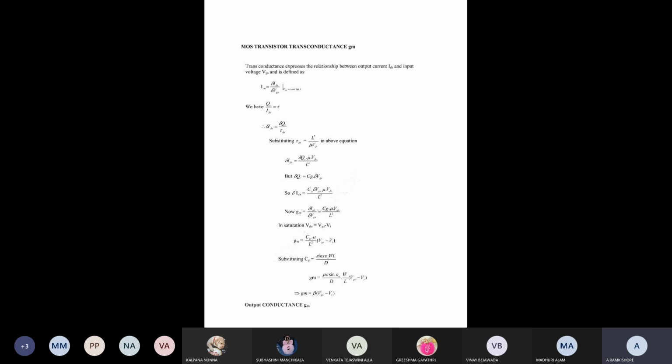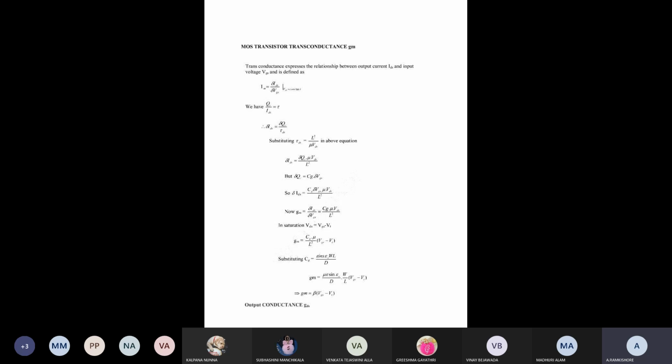Now consider the case where the MOS device is operated in the saturation region. At that time VDS is equal to VGS minus VT. We can also consider CG, the gate capacitance, is equal to epsilon naught W by L D. These hold whenever the device is operated in saturated mode.